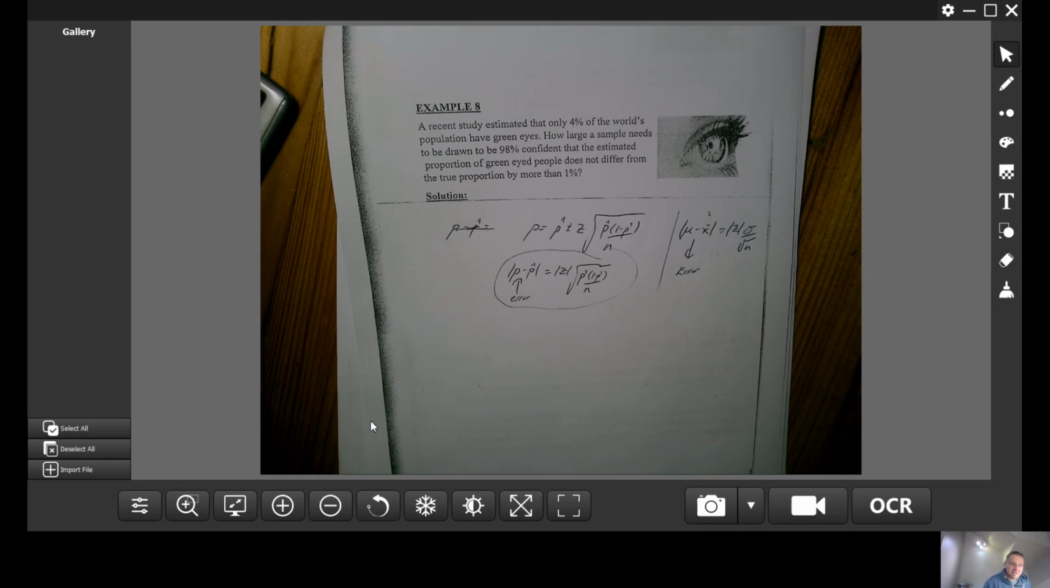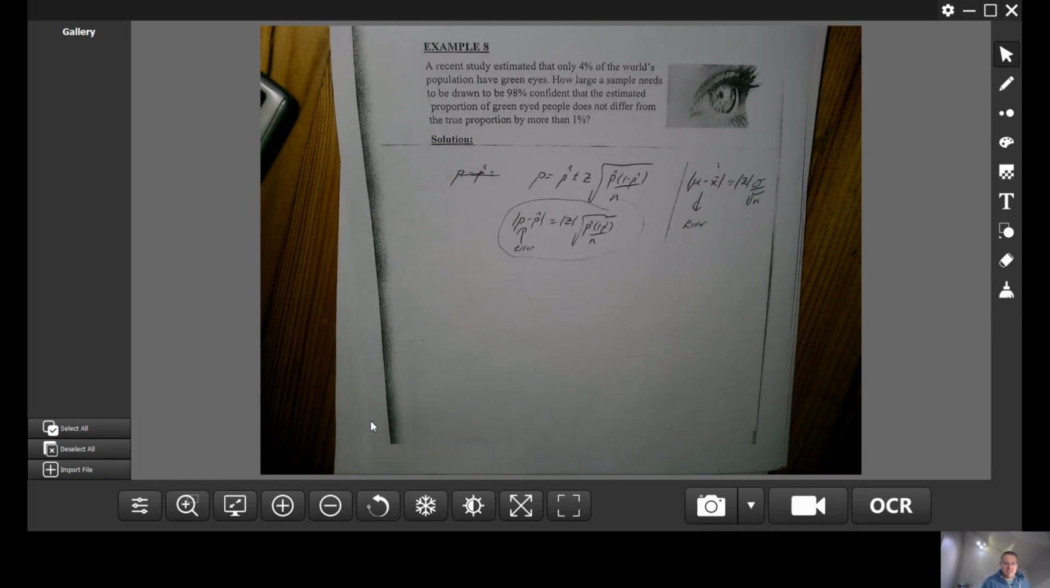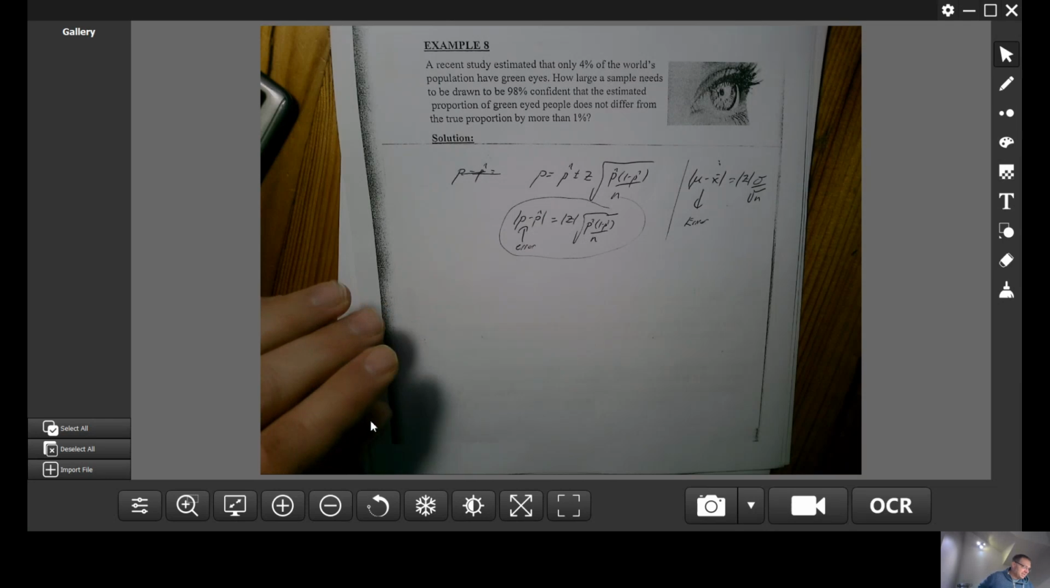Okay, so it says a recent study estimated that only 4% of the world's population have green eyes.